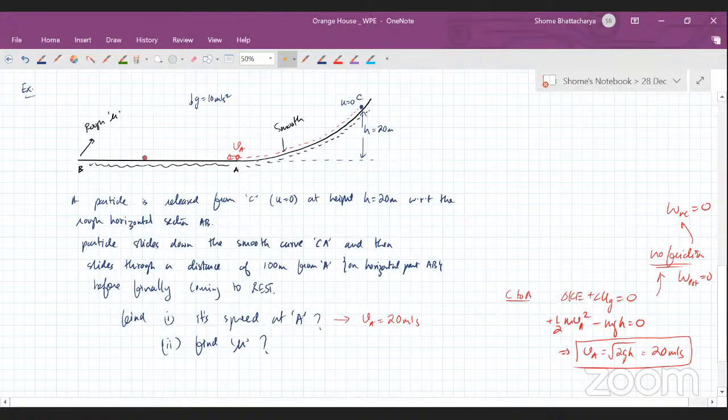Now suppose it stops somewhere here. At this point its speed becomes zero. So let's say this point is D. Now this distance is given to us as, how much is it now? 100 meters. Okay. So this distance is 100 meters. So next you apply work energy from A to D and you calculate the coefficient of friction from that.